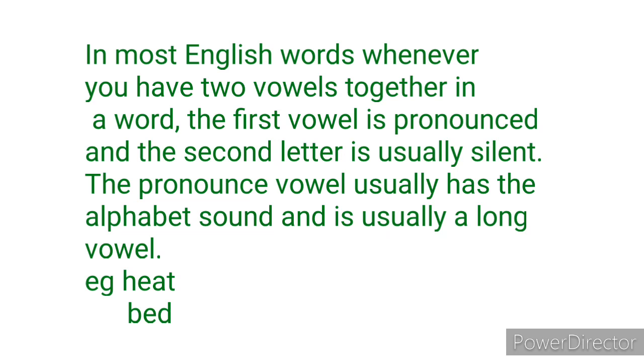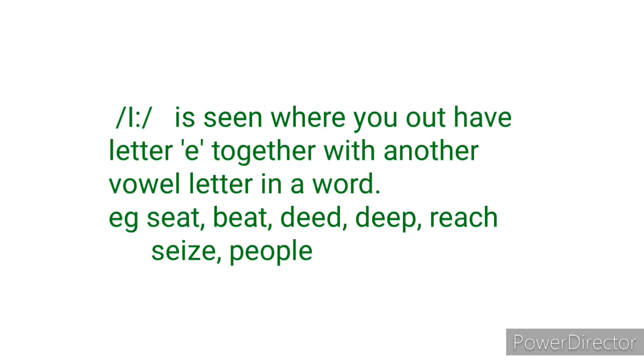Now let's see how to identify the E sound. You see this sound where you have letter E with another vowel letter together in a word. For example, sit, beat, did, deep, reach, sees, people. All these words have two vowel letters together with letter E as the first letter. So that's why it's pronounced as long E.